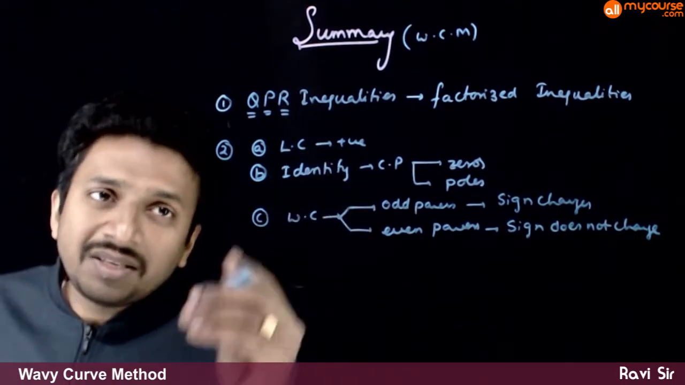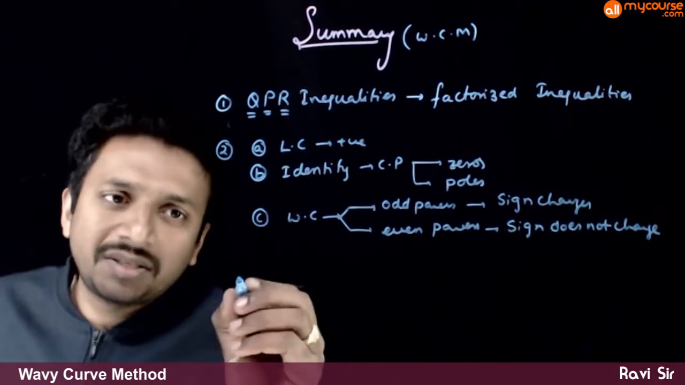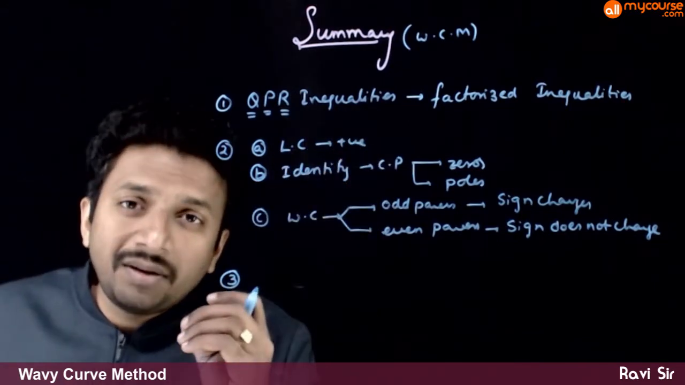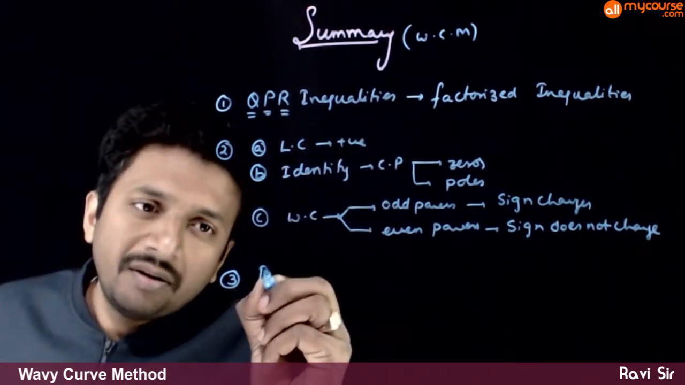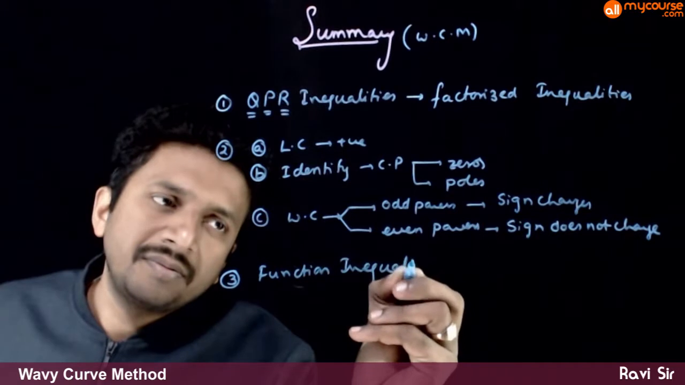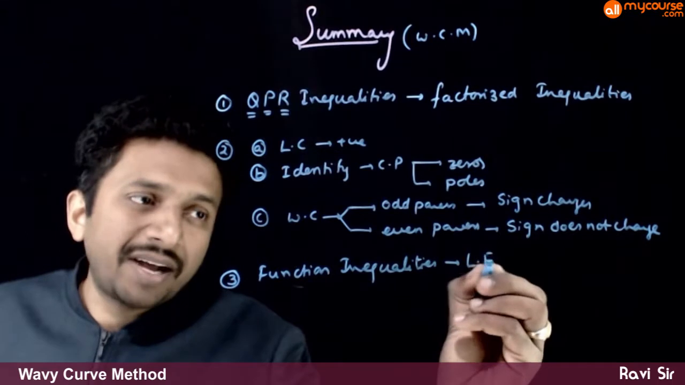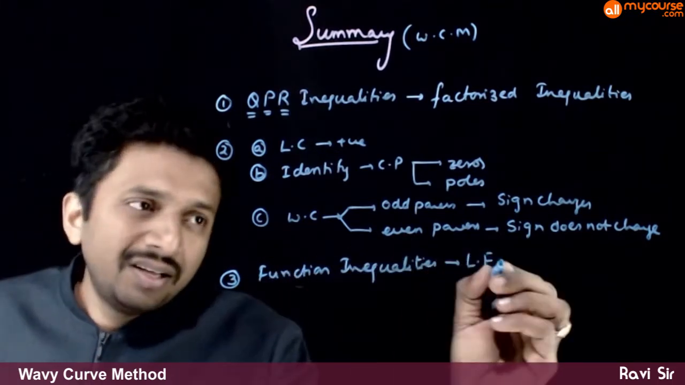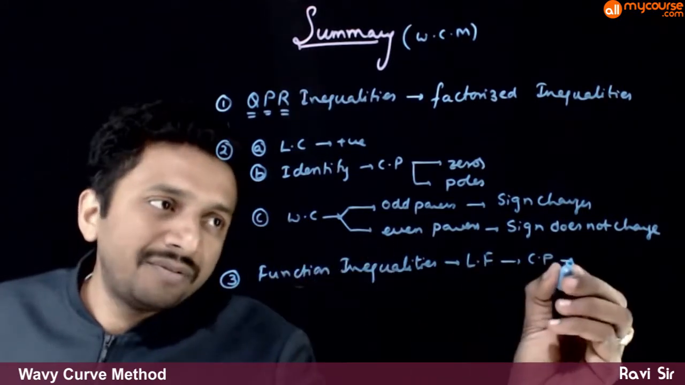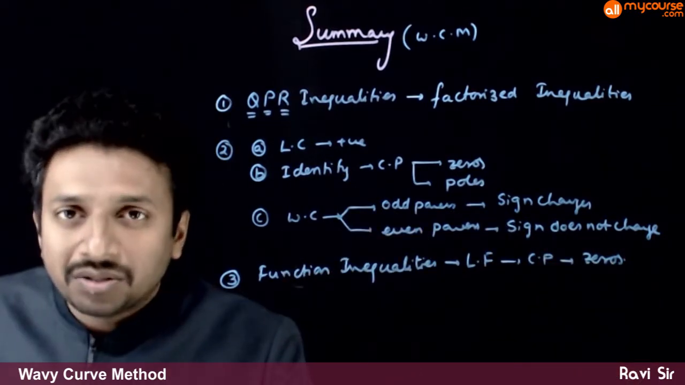So once you remember this, the wavy curve can be drawn for any quadratic, polynomial and rational inequalities. And finally, the wavy curve method can also be used for functional inequalities if they look related to linear factors. You just need to find the critical points and observe the signs on either side of the zeros. If you can do that, it can be used for functional inequalities also.